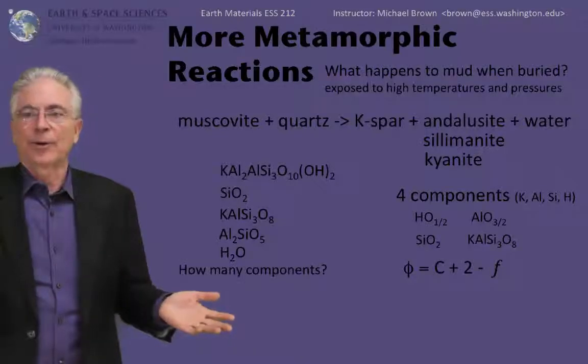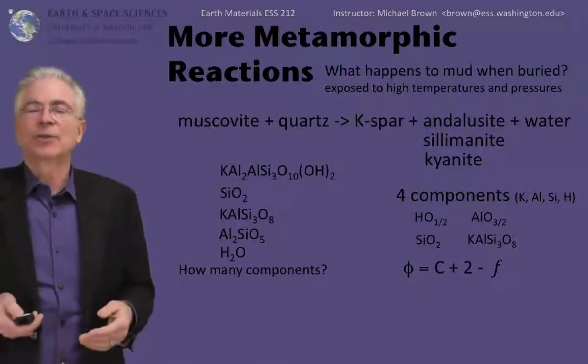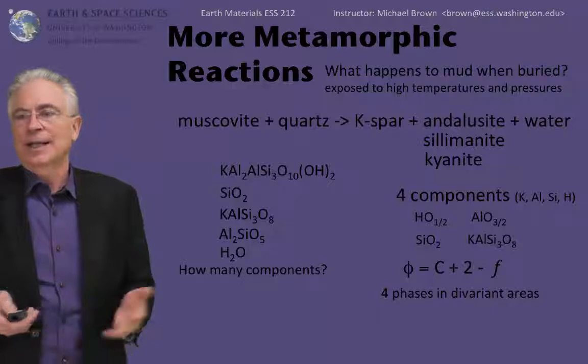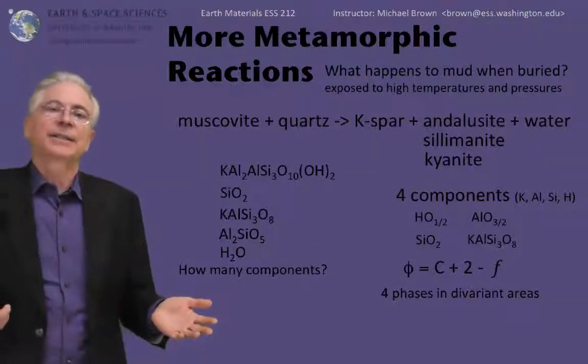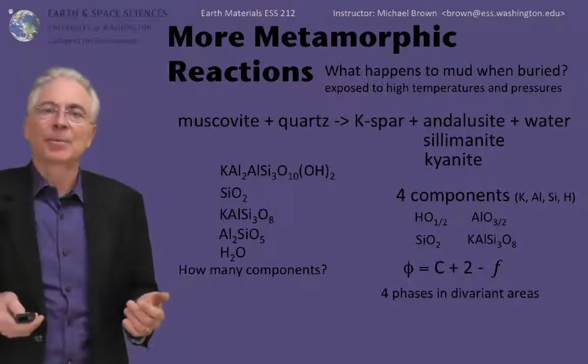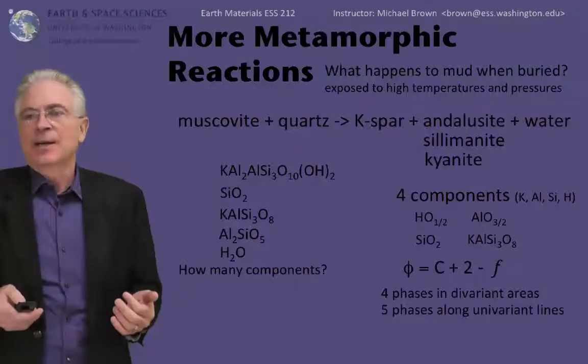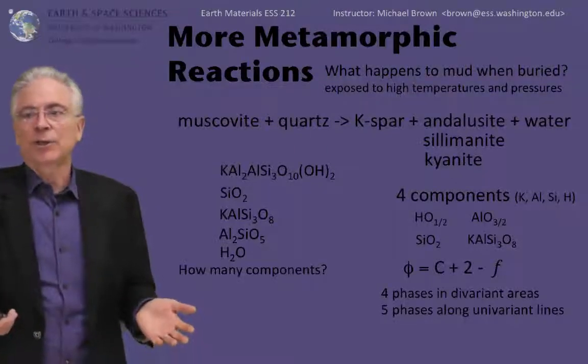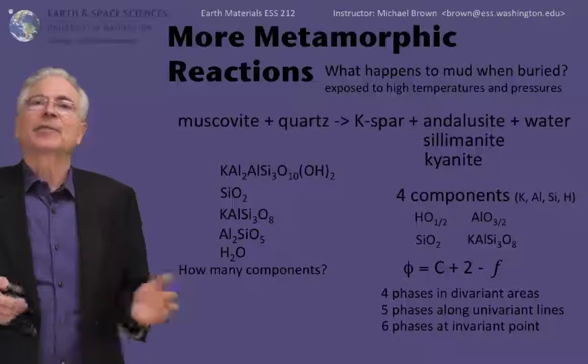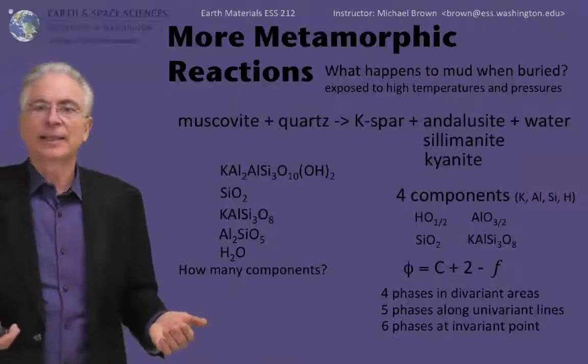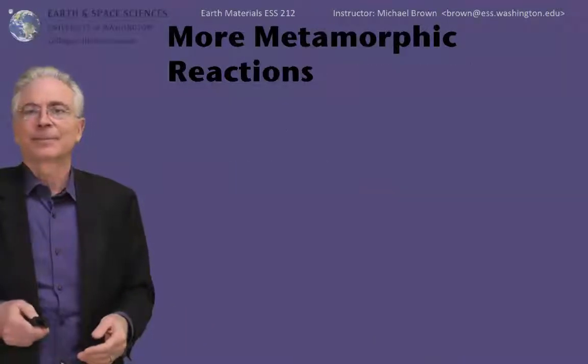Okay, we know there are 4 building blocks. We can substitute into the phase rule. And that's going to tell us that in divariant areas, we have a maximum of 4 phases. We can have 5 phases along univariant lines, and we can have up to 6 phases at invariant points.